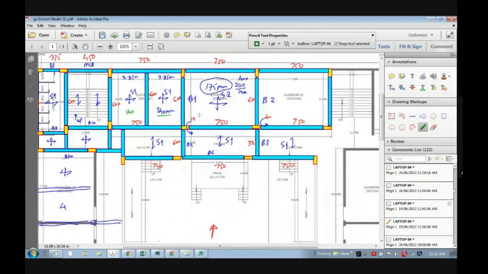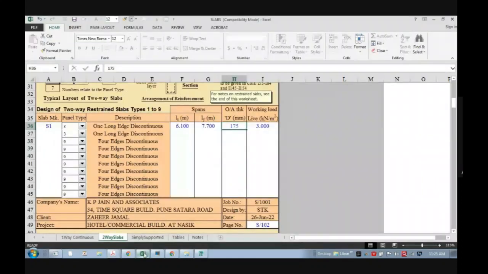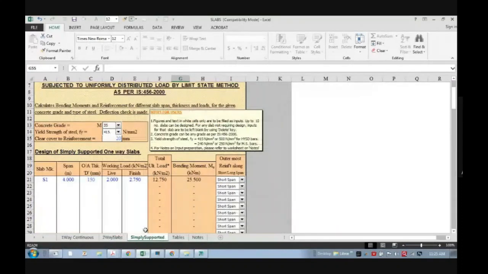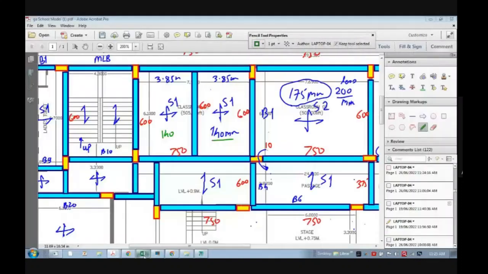Then staircase का thickness कैसे decide करेंगे? You need to also design the staircase by using these Excel programs. One way slab का लेना पड़ेगा आपको, simply supported one way slab. Okay. And then you can put that finishing load and steps का load सब डाल के, then you need to think. Thickness of slabs generally, staircase slab are more, 200, 250 something.